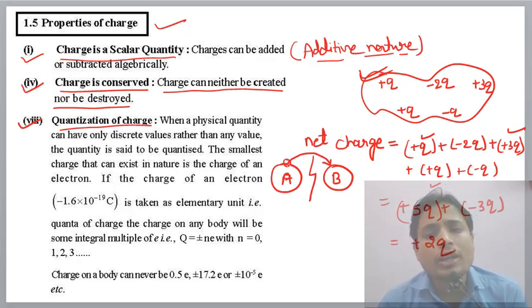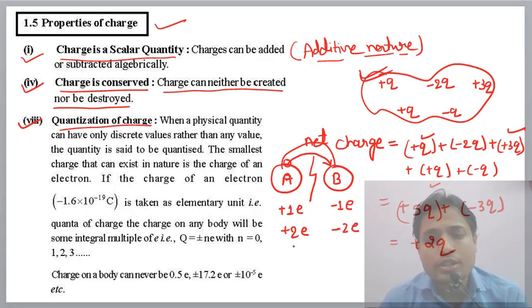Suppose one electron is transferred from A to B. Then B will get one extra electron, so the charge on B will be minus e, and A will lose one electron, so the charge on A will be plus e. If two electrons are transferred, then it will be plus 2e and minus 2e. Similarly, if n electrons are transferred, then it will be plus ne and minus ne.